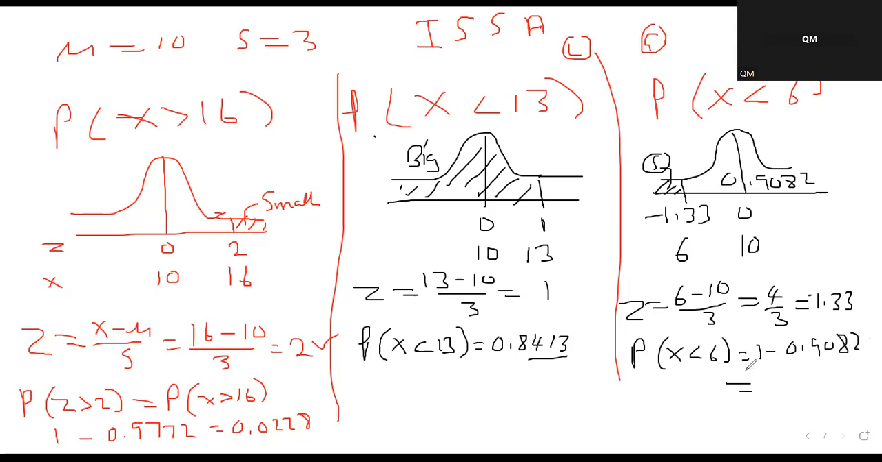All right, why are we subtracting? Because the shading is what? Absolutely small. All right. So what do we get when we subtract 1 minus 0.9082? We get what? 0.0918. So this small area is about 9%.